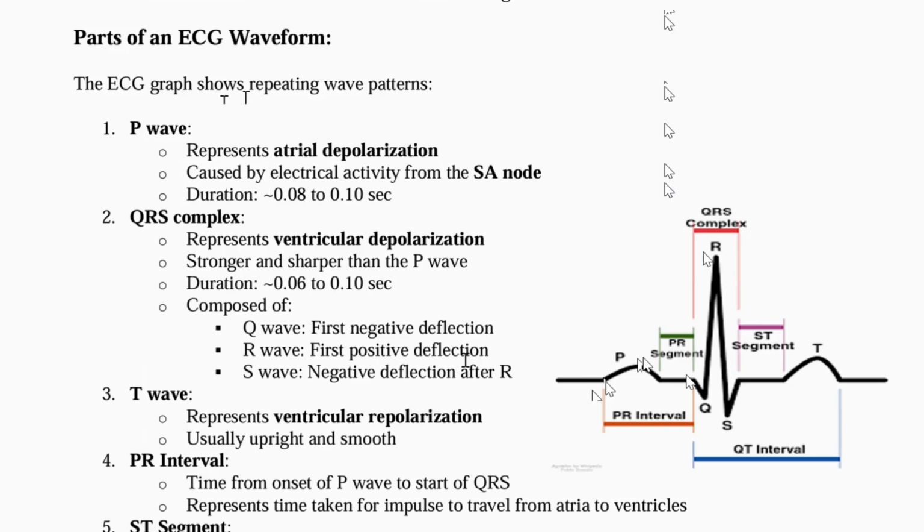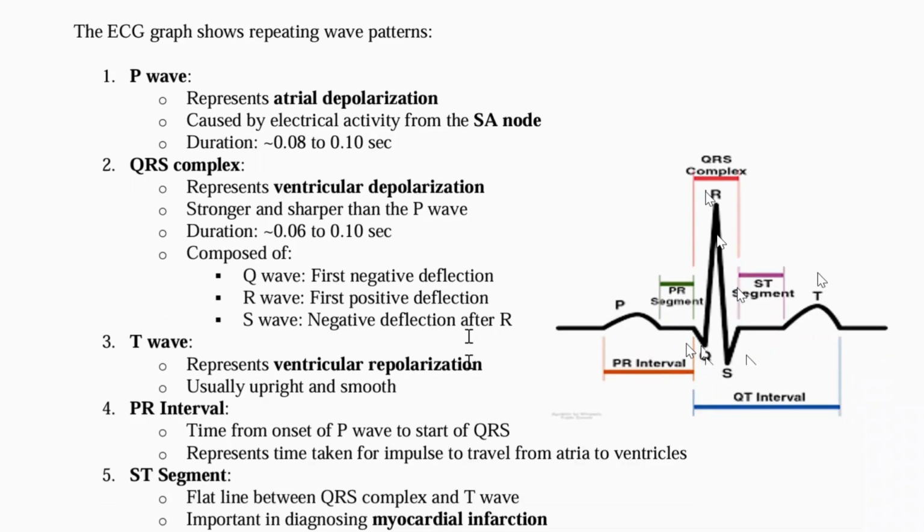Next comes the QRS complex, this one, QRS. So here it's ventricular depolarization. This is stronger and sharper than the P wave. See this Q wave, it is the first negative deflection, then comes the first positive deflection, the R, and the negative deflection after the R. T wave, see here, it is ventricular repolarization. It is upright and it is smooth.